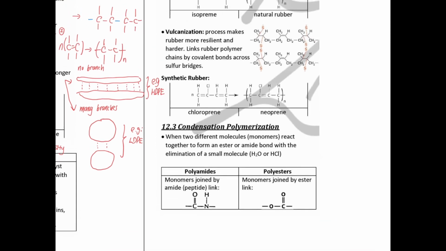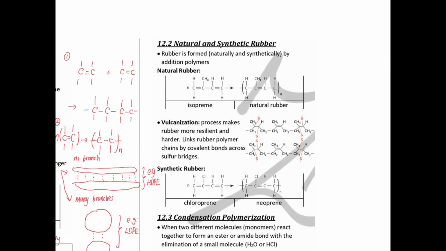The other side. 12.2, natural and synthetic rubber. Okay, so just now we learned about plastic, so now we learn about rubber. Rubber is formed naturally and synthetically by addition polymers. So again, this is addition polymerization. So you should expect some double bond at the beginning, but it is a bit special.